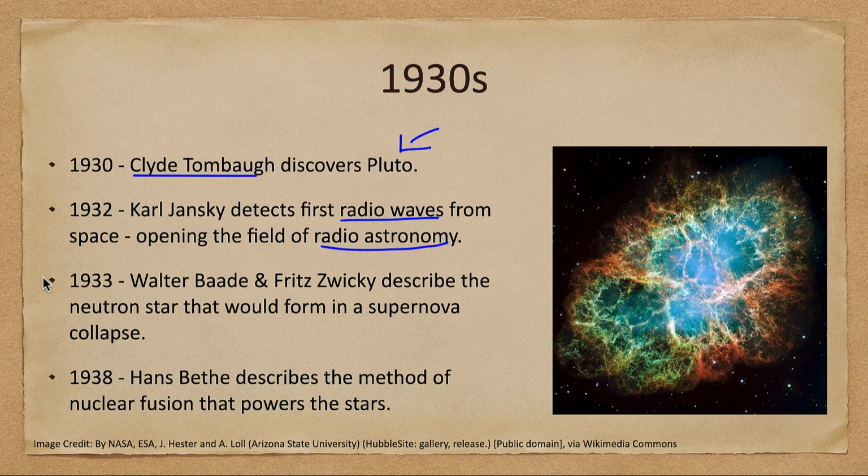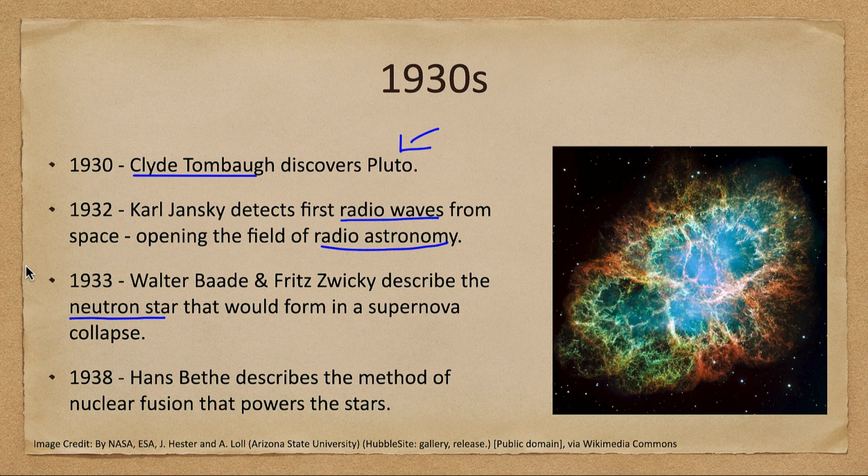In 1933, we had the idea that a neutron star would form in a supernova collapse, at the center of something like the Crab Nebula here. A neutron star could form where all of the material in an atom is pushed into the nucleus and therefore crushed together under enormous pressures. While this was the theory of it, the actual detection of it will not come for another few decades.